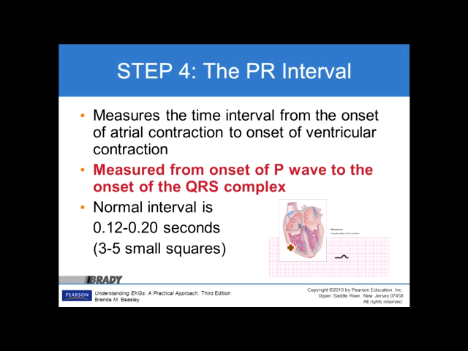Step 4, the PR interval. It measures the time interval from the onset of atrial contraction to the onset of ventricular contraction, measured from the onset of the P wave to the onset of the QRS. Now this is going to be from the start of the P wave to the first deflection. Normal interval is 0.12 to 0.20 seconds, or 3 to 5 small boxes. The PR interval should be no greater than 0.20 seconds total.